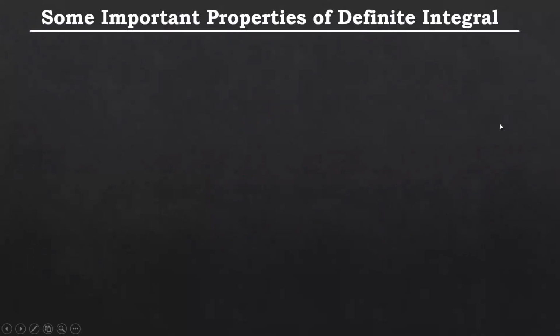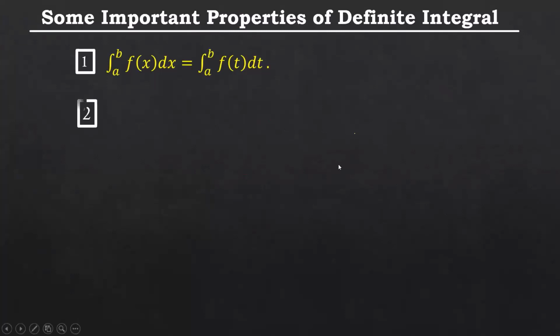So now some important properties of definite integral, which most of you already know. Integration over a to b f of x dx will be a to b f of t dt. That means if you change that x to any other variable, it will not change your integration. The function will be the same. I think you all know that. And the second property is if you interchange the limits, that means a to b, if you take that from b to a, there is a negative sign with that. You also know that.